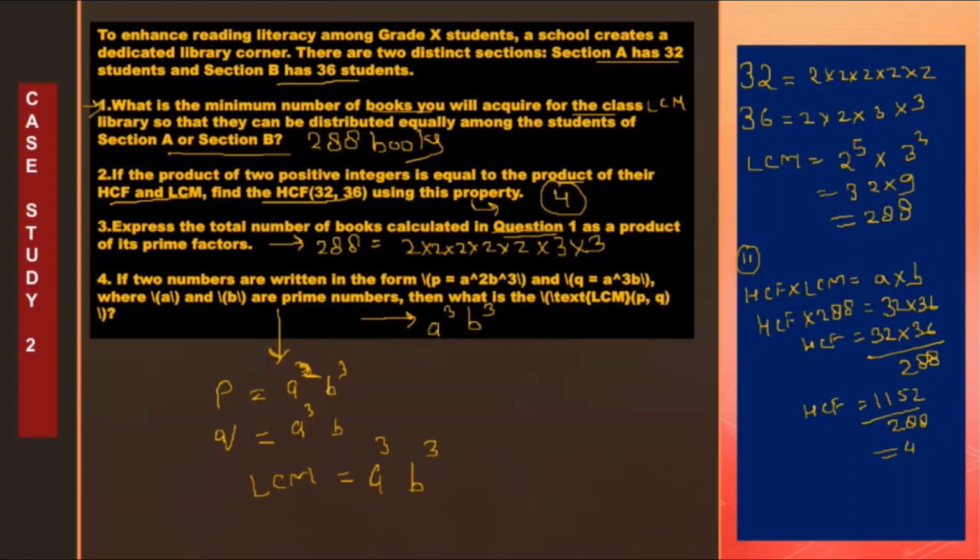Let's explore a case study focused on improving reading literacy for grade X students by setting up a library corner. We have two groups, Section A with 32 students and Section B with 36. The challenge is to find the smallest number of books that can be shared equally among either group. Then, we dive into some number theory, using the relationship between the product of two numbers, their highest common factor and least common multiple. We'll also break down that total number of books into prime factors. Finally, we'll look at how to find the LCM when numbers are expressed with prime bases raised to powers.